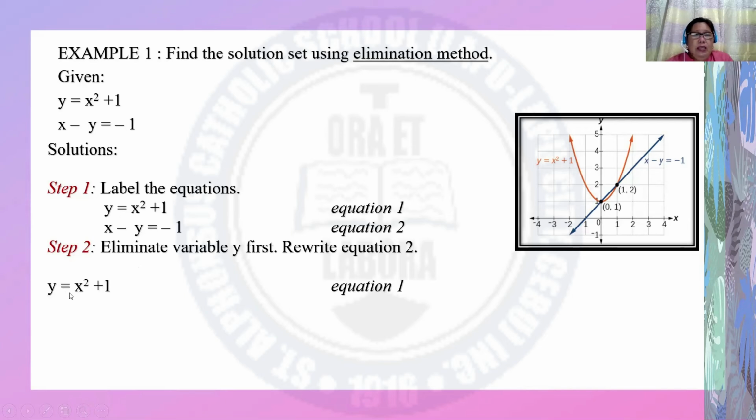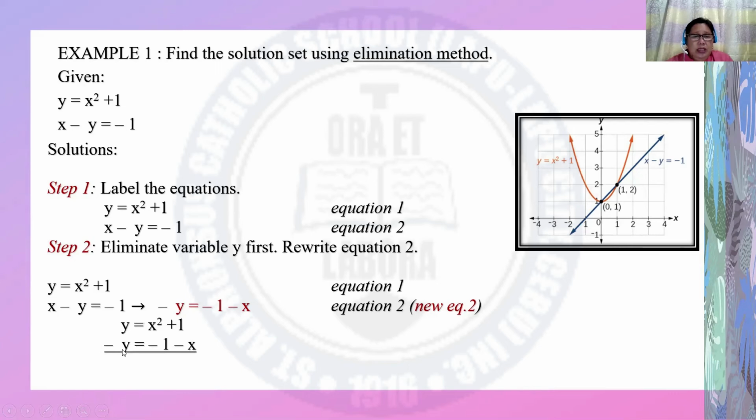So, we have y is equal to x squared plus 1. Then we will just simplify equation 2 into negative y, just transpose x. So, it will become y is equal to negative 1 minus x. Then copy the first equation. Then subtract it to the new equation 2. So, y equals x squared plus 1 minus y is equal to negative 1 minus x. So what we have, y minus y is 0. X squared, copy. Positive 1, negative 1, copy.